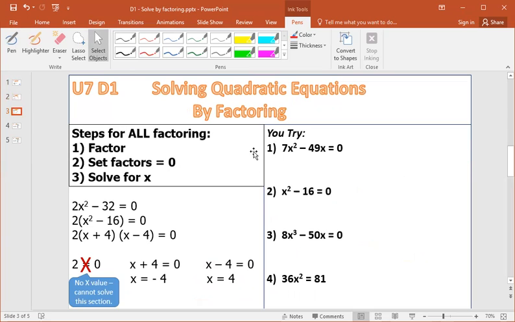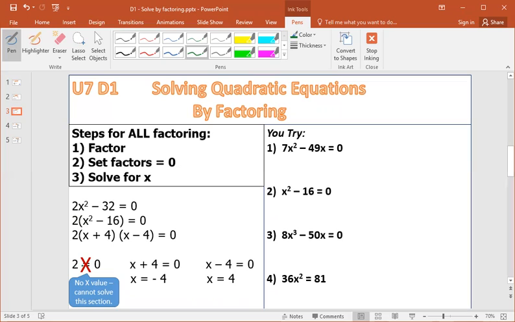We can also do factoring. So our first set of factoring here discusses when we are using the GCF and or doing difference of squares. Okay, same thing: factor, set factors equal to 0, solve. So if I had 2x squared minus 32 equals 0, it has a GCF of 2, I pull that out. And now I factor the inside, x plus 4, x minus 4.